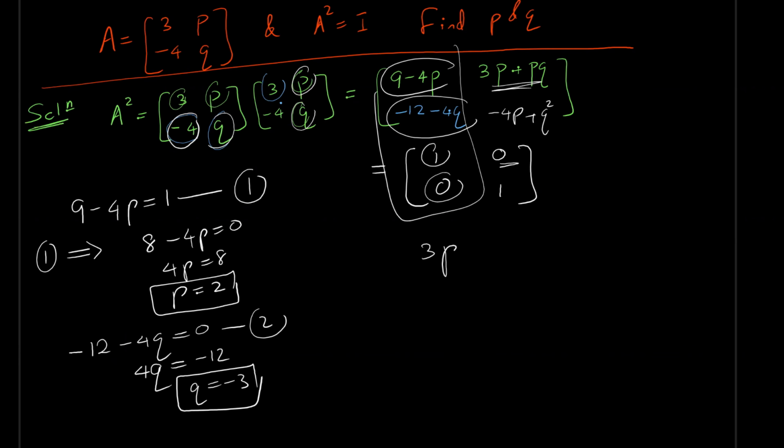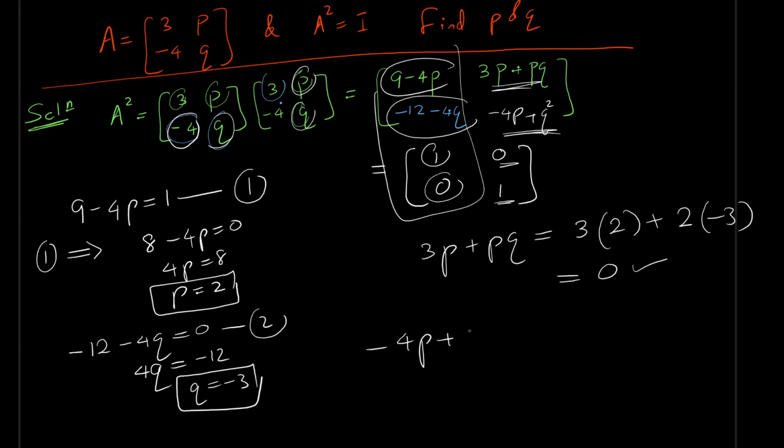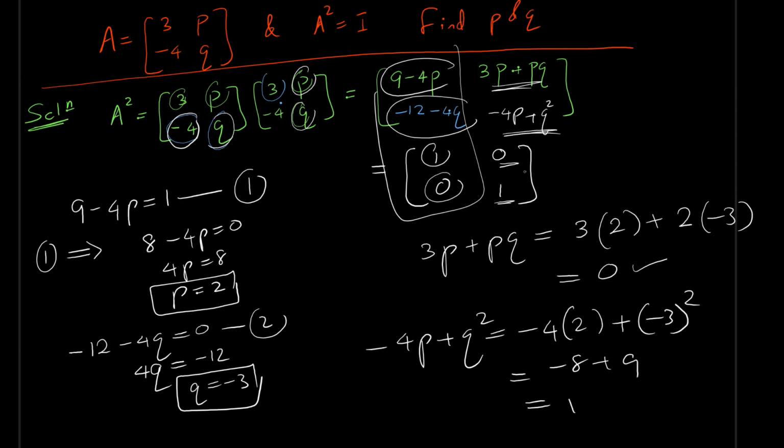So 3p plus pq, that must be 0. Let's check. So 3 times the p that I found was 2 plus p2, q was negative 3. See, 6 minus 6, that is 0. And yes, correct. Last one. This one must be 1. Let's check. Negative 4p plus q squared. Negative 4 times p was 2 plus q squared. Negative 3 parentheses squared. And negative 8 plus 9, which is 1, and see here it's 1, and that's correct.